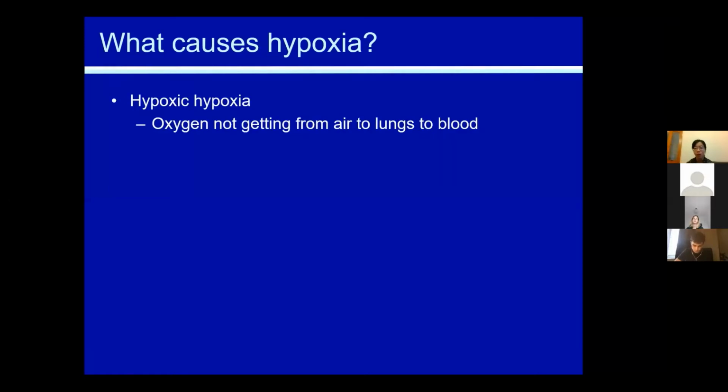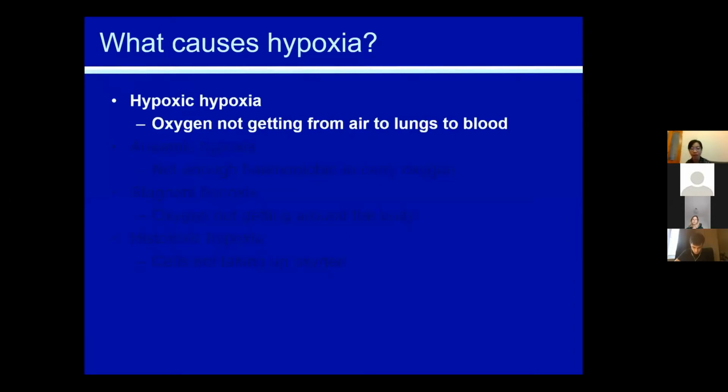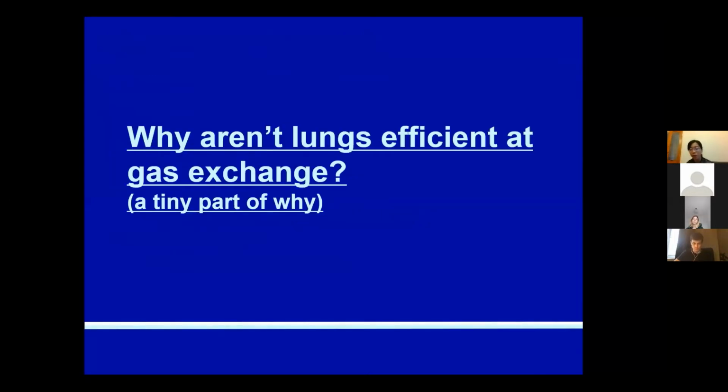So when are we not effectively getting oxygen from the air to the lungs and then to the blood? There are other types of hypoxia which I'm not going to dwell over. The list is here for future reference. But like I said, hypoxic hypoxia is the one that we're dealing with today. And that leads on to the next question, which is when are the situations when we can't effectively get oxygen from the air to the lungs to the blood, i.e. why are the lungs not efficient at gas exchange?